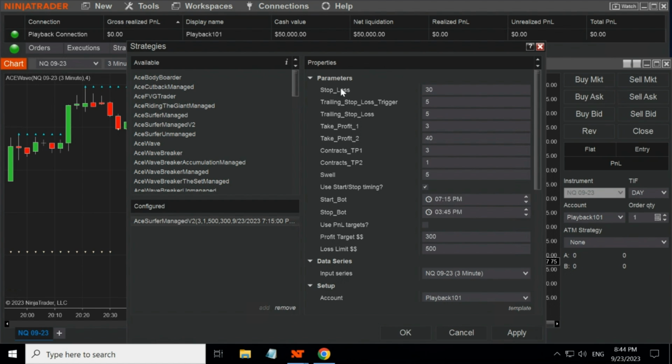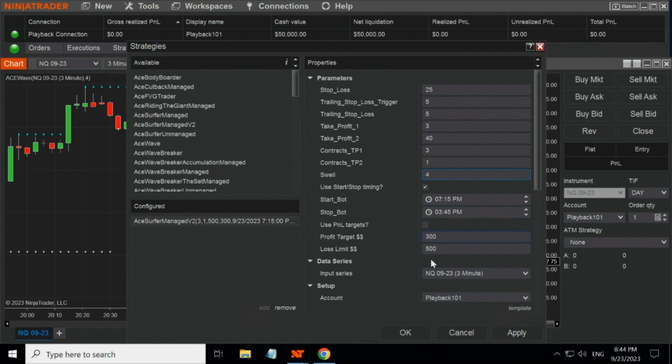So we've still got our initial stop loss, which I'm going to set today to 25. I don't want to be losing too much money. We've also still got our initial take profit, so I'm still going to run a take profit of say 3 ticks. And we've got our initial take profit 1 of contracts, so I'm going to run 3 contracts. And then I've got my swell. I'm just going to set that to 4 because that's what my wave is set up to here, 4 for the swell.